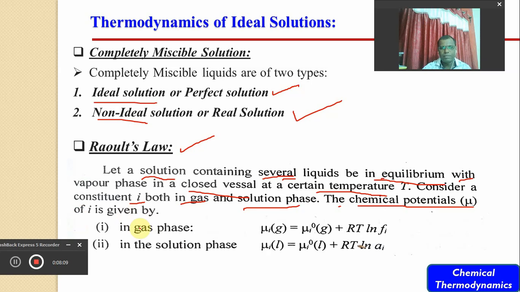Then the chemical potential, indicated by mu of that i component, for example water, is given by, in the gas phase, mu i equal to the standard chemical potential of i component in gaseous phase plus RT ln Fi, where Fi is the fugacity of the ith component in the gas phase. In the solution phase, the chemical potential of the ith component in the liquid phase is equal to the standard chemical potential of the ith component in the liquid phase plus RT ln of the activity of the i component.